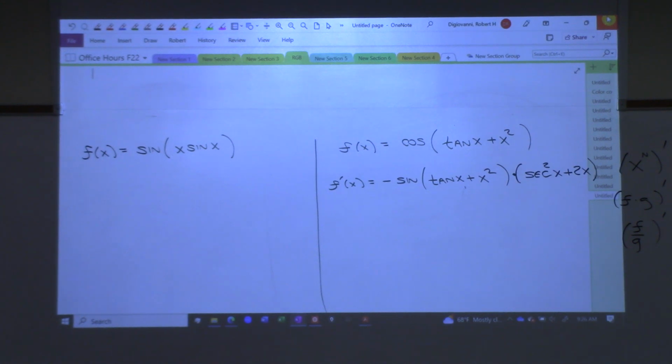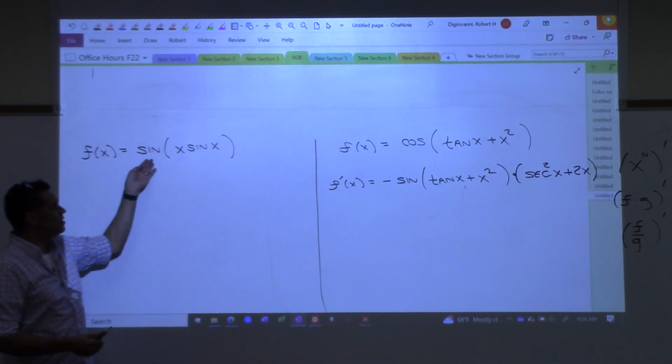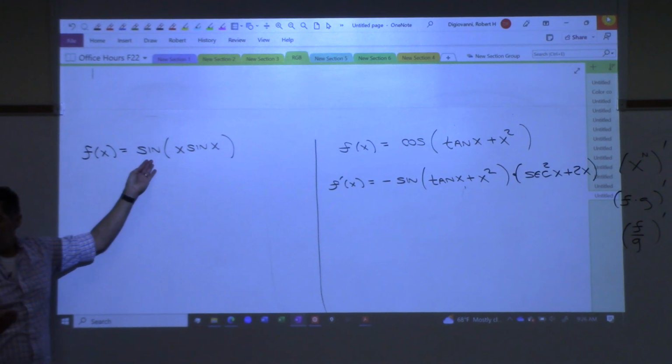Do we have composition here? Do we have a function inside of another function? Yes? Okay, what would the inner layer be? What's the inner layer of this? X sine x. That is being plugged into the sine function, right? So we have composition, which means we're going to need the chain rule.